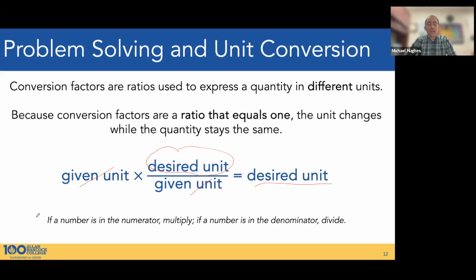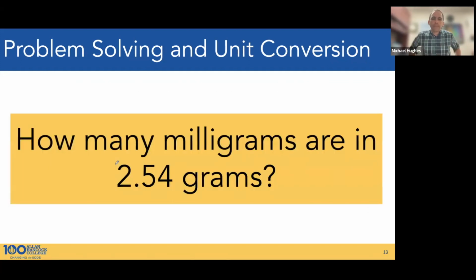And then finally, when we execute our math, if we find a number in the numerator, we're going to multiply our original value by it. If we see a number in the denominator, we're going to divide our original value by it. Okay, that's a lot of information. Hopefully some of this is reminder, but let's dive into it and see what it looks like.